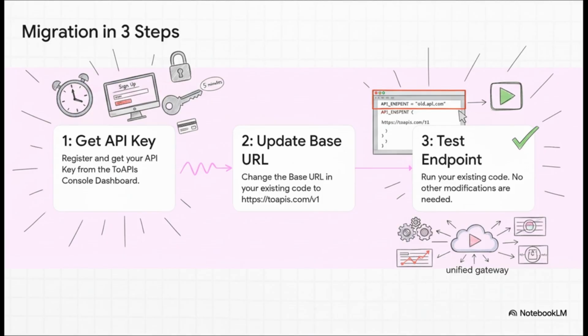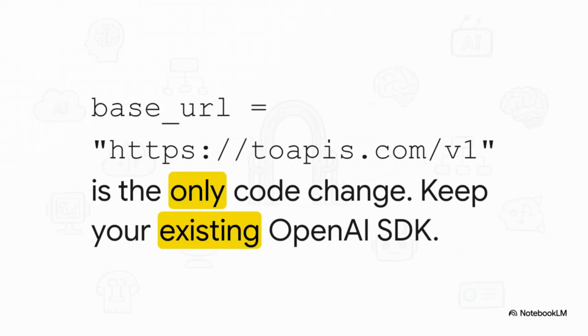Seriously. Step 1, you get your API key from their dashboard. Step 2, you find that one single line in your code where you set the API endpoint. Step 3, you change it. And that's it. You're done. Finished. And here's the proof right here.